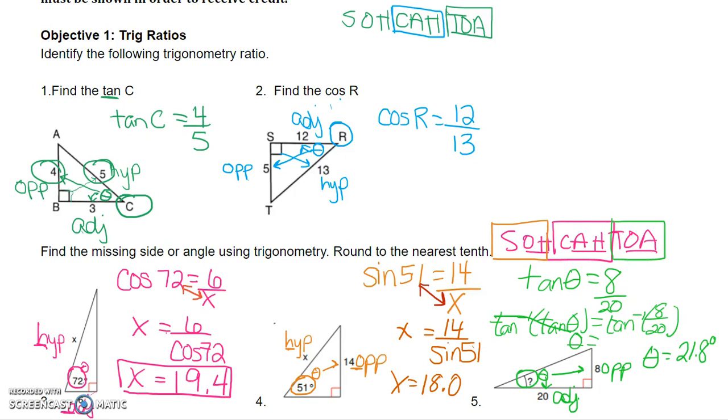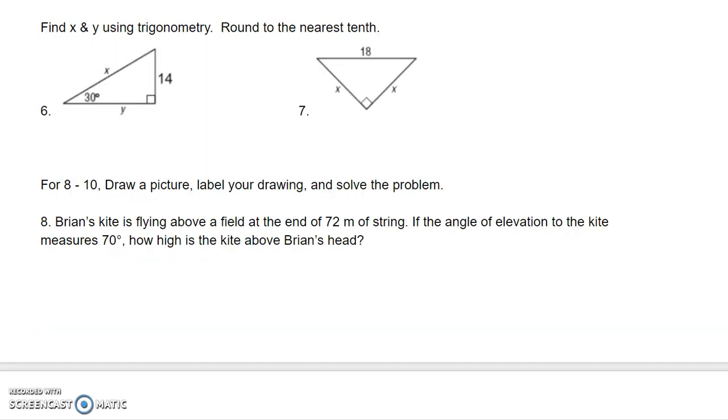Okay, give me a moment to move it on up. Okay, so now we have using special right triangles and angles of elevation and depression to find the missing sides, and we're going to find x and y using trigonometry, and again rounding to the nearest 10th. So here 30 is my theta, that's my angle. That makes 14 my opposite side, and that makes x my hypotenuse, and that makes y my adjacent side. So this time I have to find both x and y.